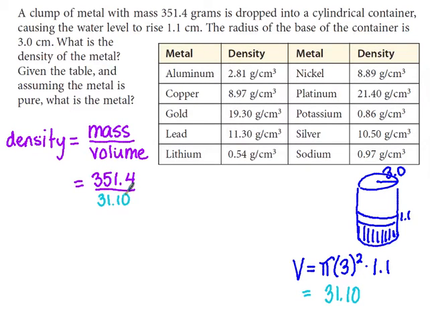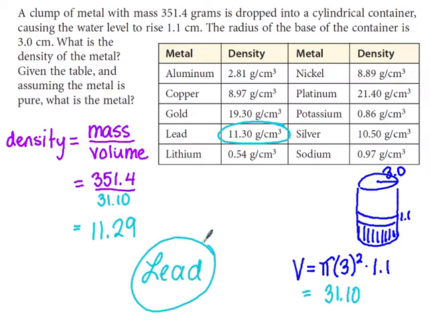So what is 351.4 divided by 31.1? 11.29, and so that is the density. And so now what we need to do is compare that to this chart. What was dropped into the cylindrical container? Lead, at 11.30. What is the metal? Lead. So far so good?